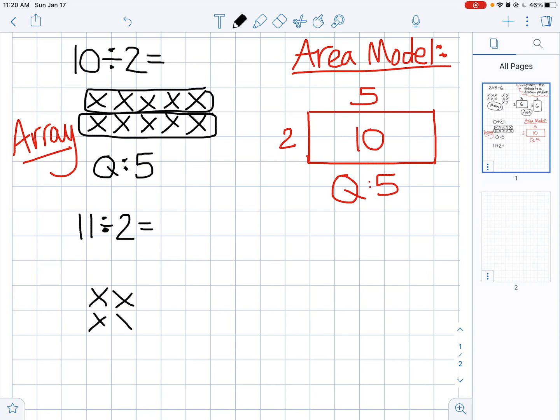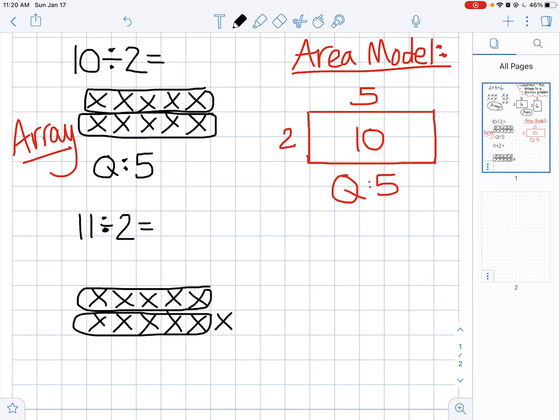2, 4, 6, 8, 10. And then I've got this one extra left over. I'm going to put it right here because I have to make sure I have my 11. Here are my two equal groups. Remember, the groups have to be equal, and I have one left over. So my quotient, my answer, is what? How many went into each equal group?